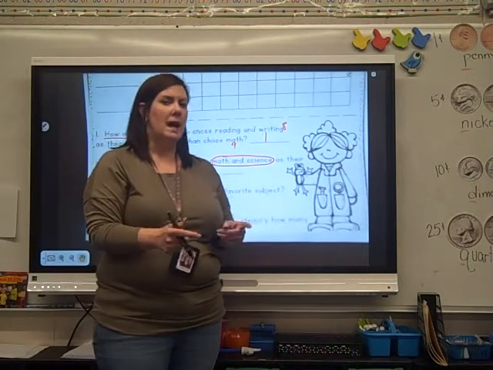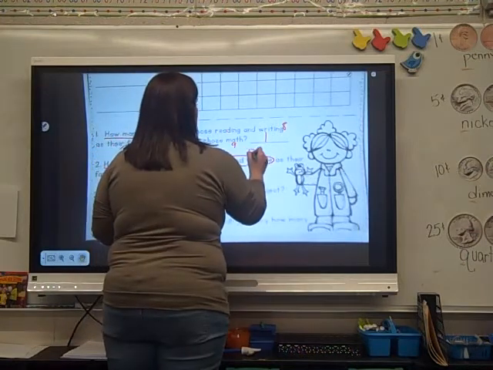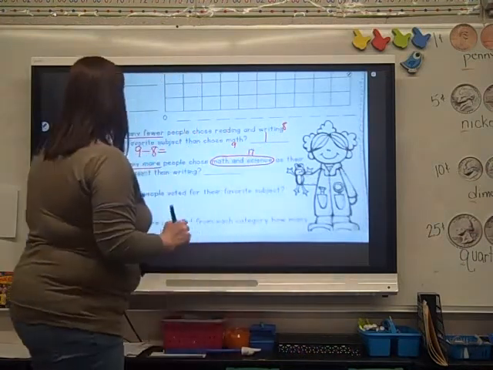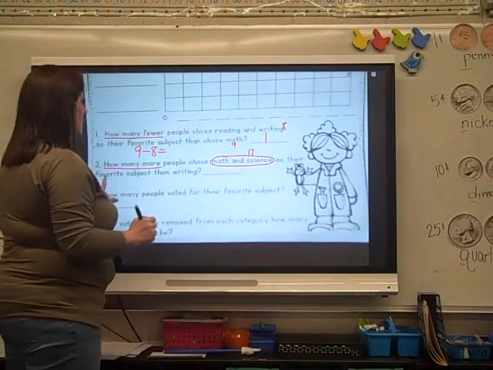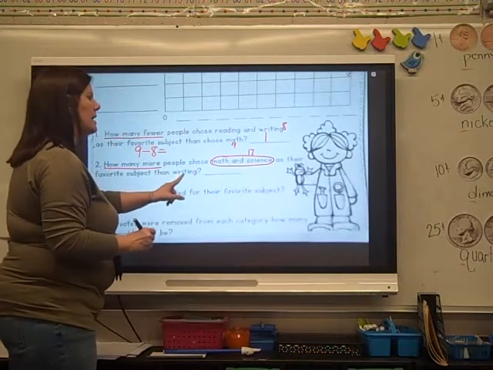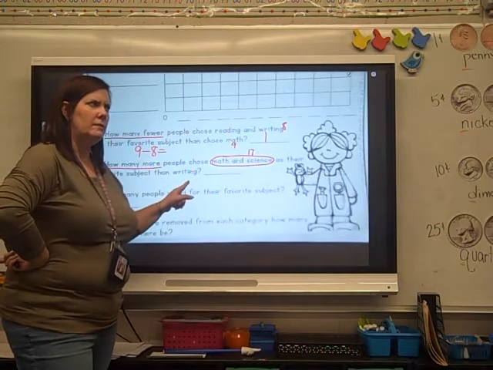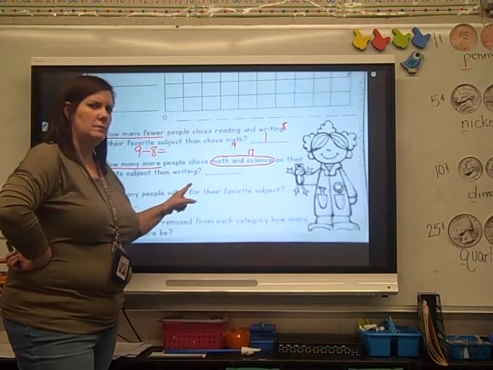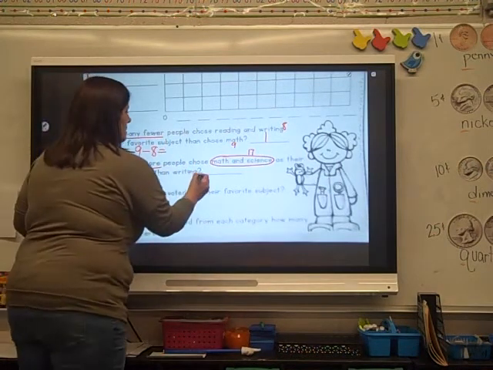Okay. 9 votes plus 8 votes is 17 votes. So math and science together as their favorite subject, then writing. How many votes was writing? Look up there at the top. How many votes did writing have? Writing had 3 votes, didn't it?